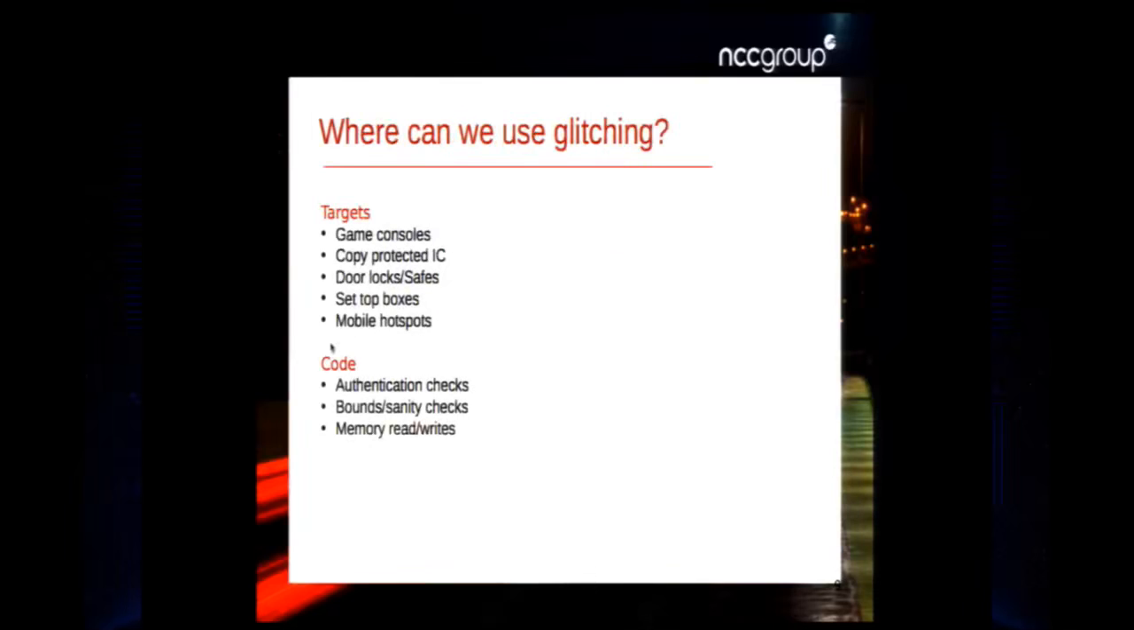These are some of the typical targets for glitching. These are pretty much any scenario where you have some sort of service that you want to steal or add on to the device. In terms of code, you really want to target branches and comparisons, or anything that has a write back phase in terms of an instruction.